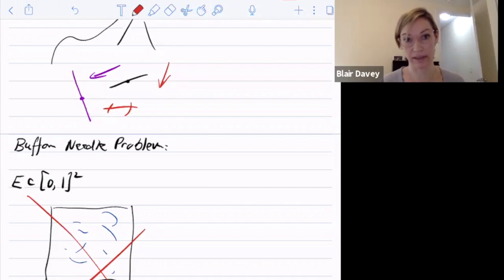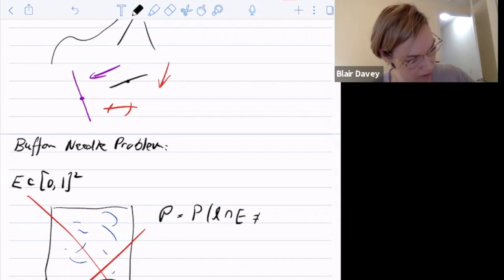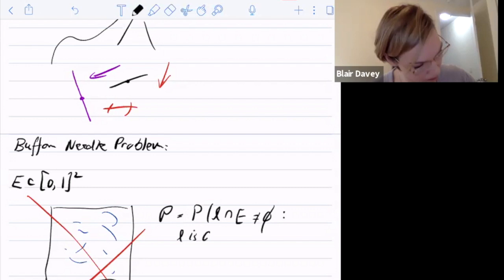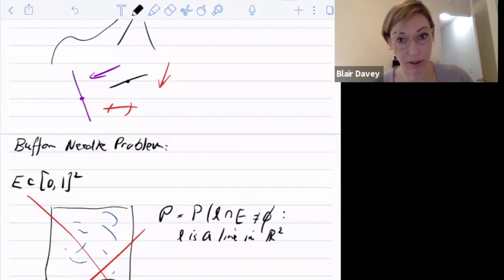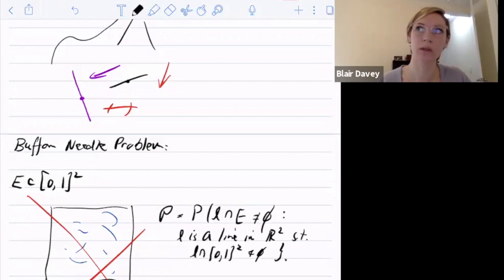So P is the probability that L intersects E, where L is a line in R2 that intersects the unit square. So how likely are we to touch our set E with these needles that we randomly drop onto the unit square?